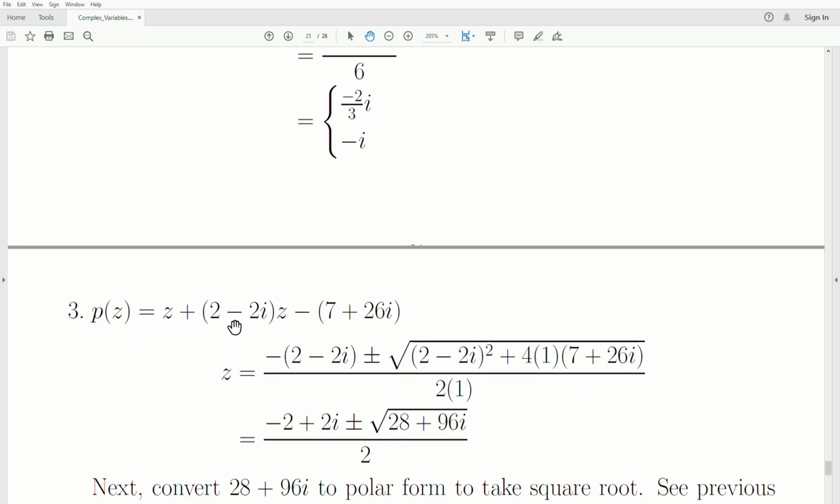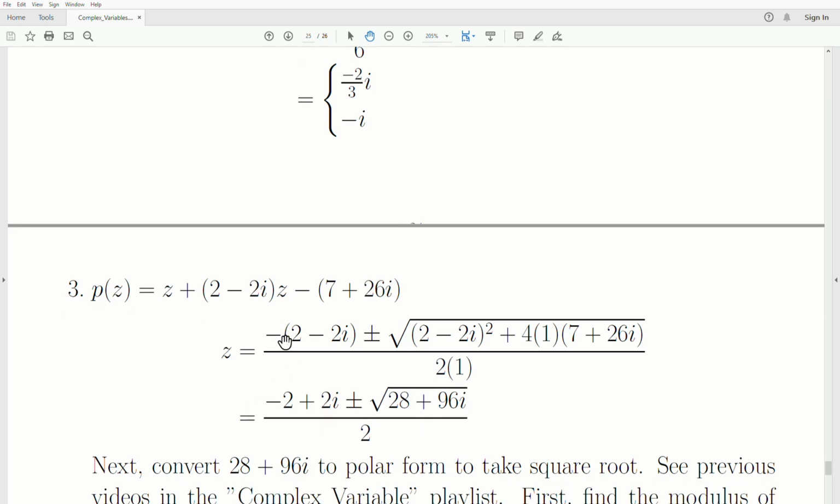z squared plus 2i z minus 7 plus 26i. So here we have complex coefficients, but we use the same formula. So minus b plus or minus the square root of b squared. Now notice it's a minus 4ac, but this c is a minus, so it cancels and makes it a plus, all over 2a.